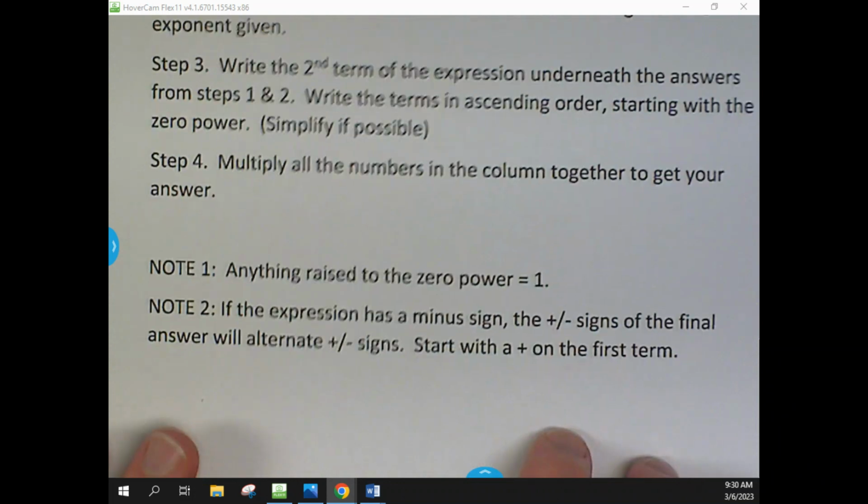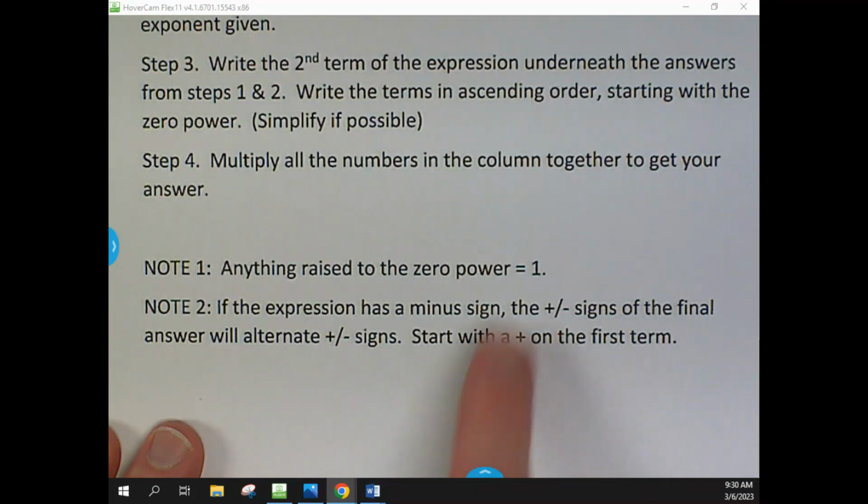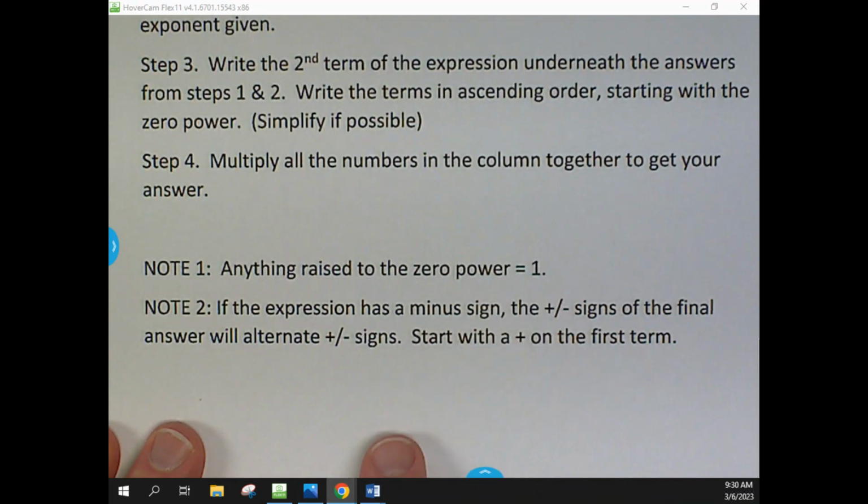Okay, and then a couple notes at the end here. Again, anything raised to zero power is 1. And if it has a minus sign in the middle, then instead of all the terms being positive, we're just going to alternate from positive to negative to positive to negative.